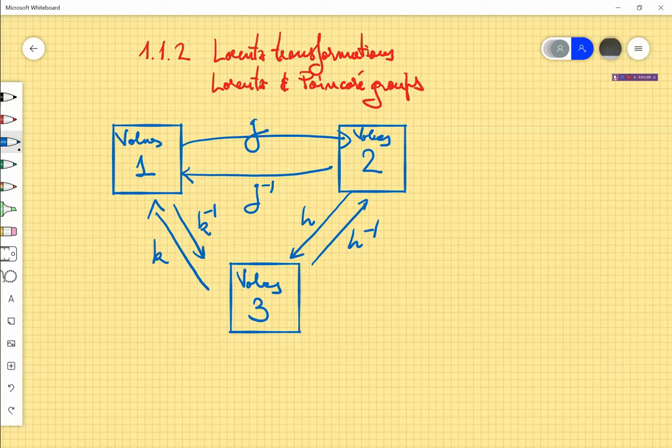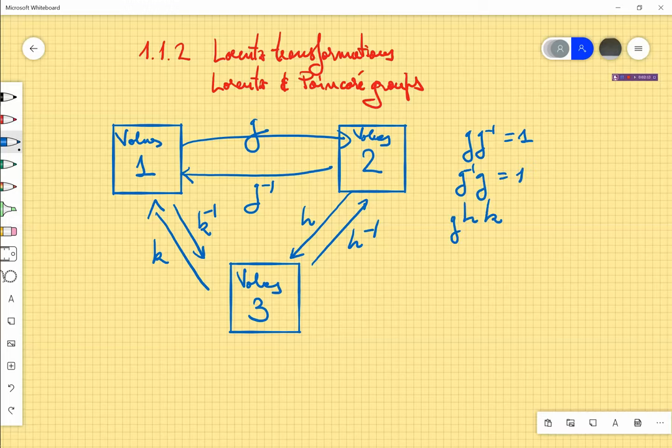Clearly, these transformations, by definition of inverse, must satisfy these properties. GHK has to be 1 also, etc. This means that all these transformations are a group of transformations. This is the mathematical structure.